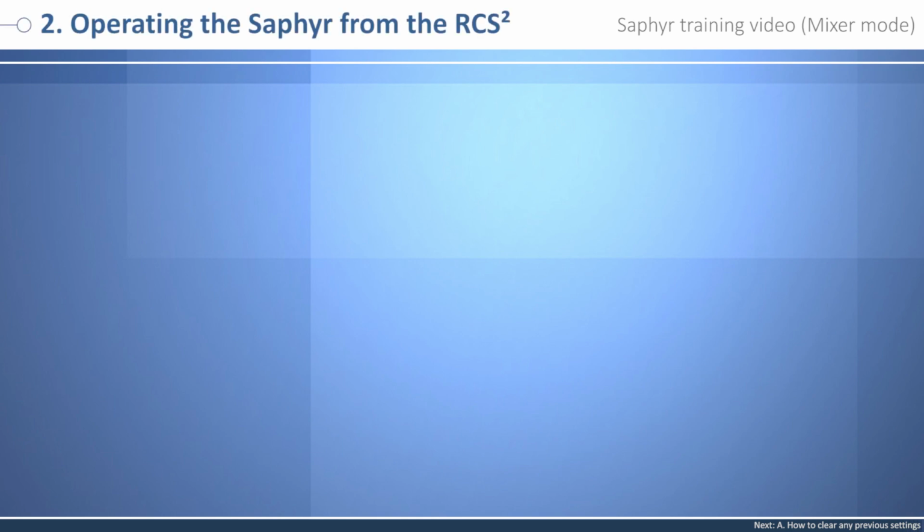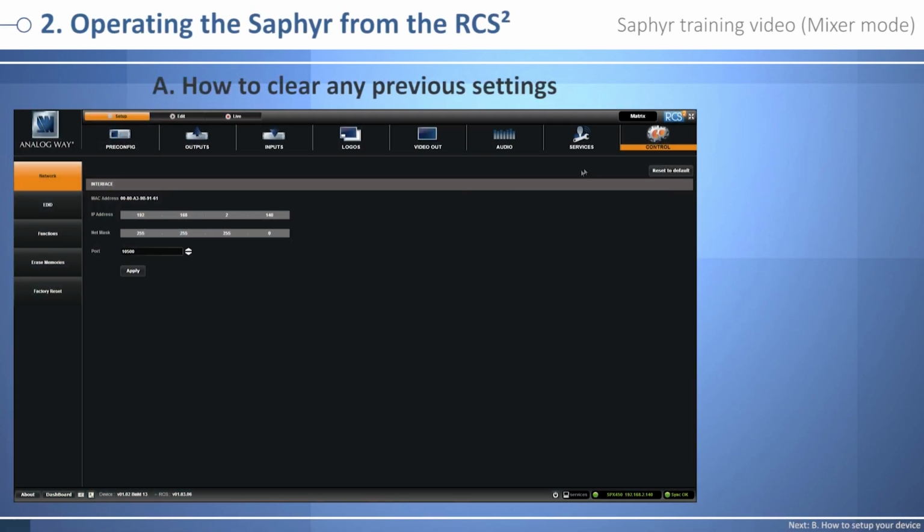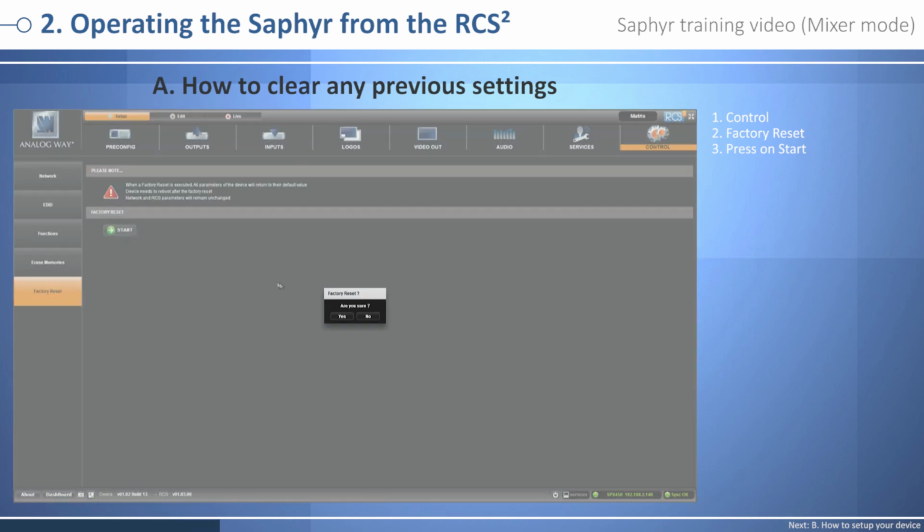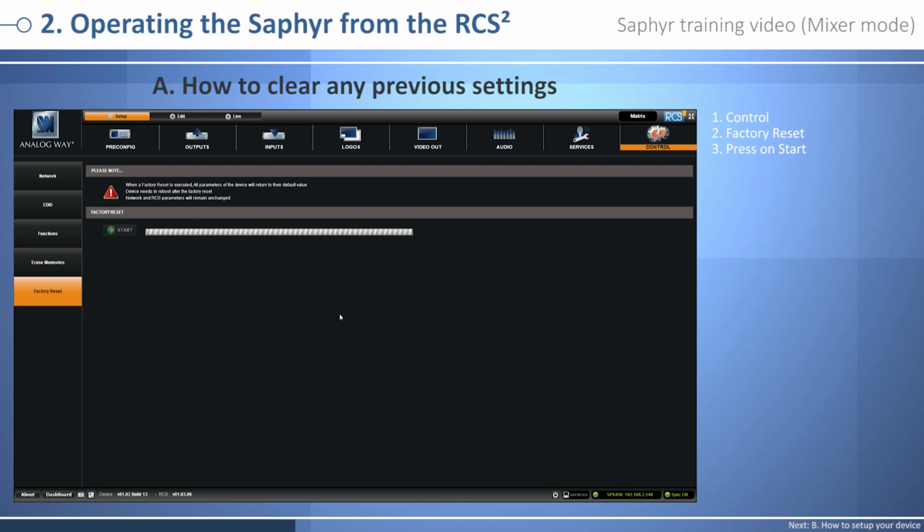Operating the Saphyr from the RCS². How to clear any previous settings. Go to the Control section, then to the Factory Reset tab, and press on Start to erase all settings. This erases all settings, except the network configuration and RCS² parameters.